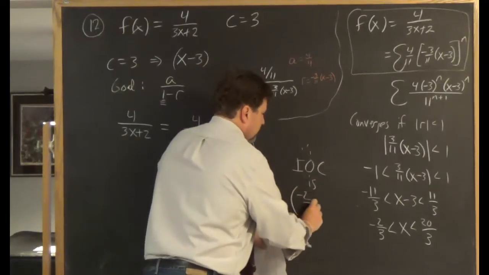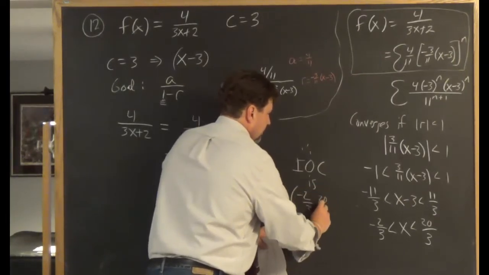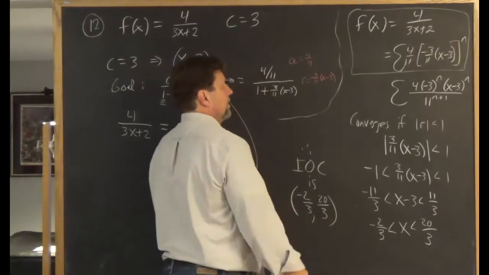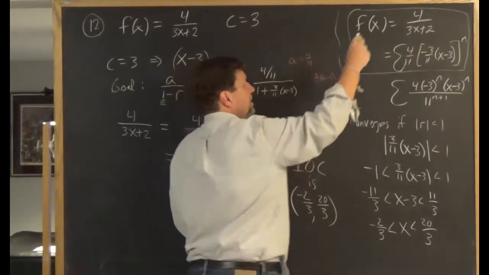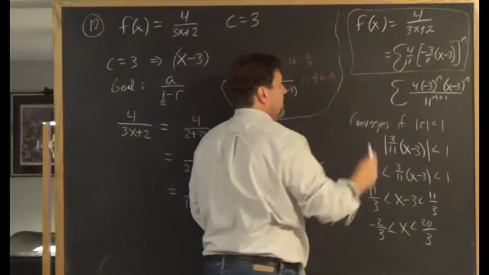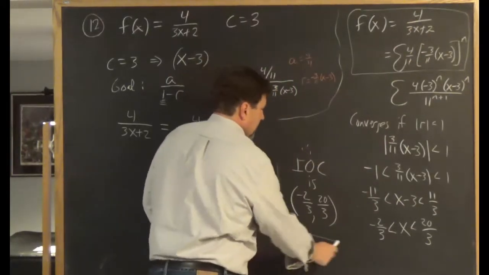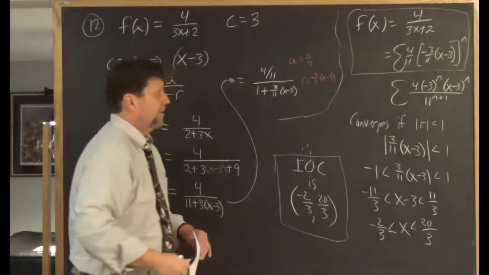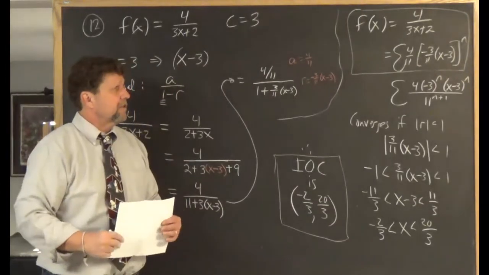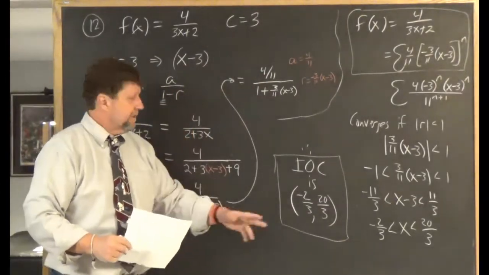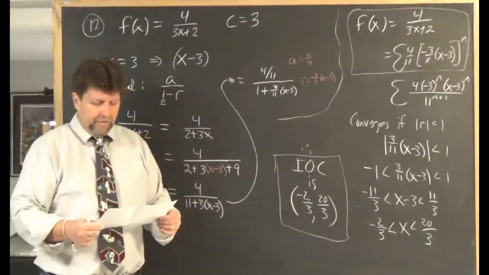So your interval of convergence is negative 2/3 to 20/3. So there's the function. There's the function as a power series on this domain. The function 4 over 3x plus 2 is exactly equal to that power series on that interval of convergence.